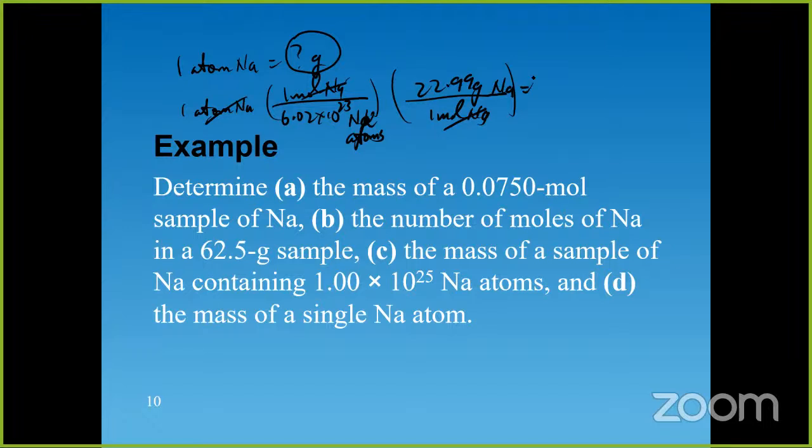22.99, whoops, 22.99 divided by 6.02 times 10 to the 23. Okay, so according to my calculations, this works out to be equal to 3.82 times 10 to the minus 23 grams. So that would be the mass of an average sodium atom.